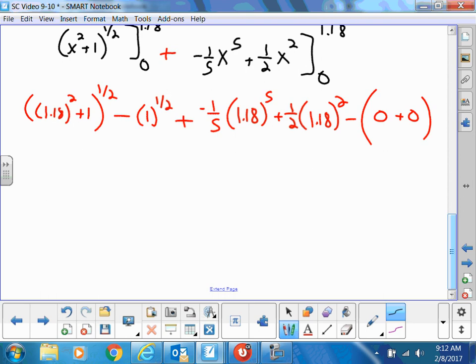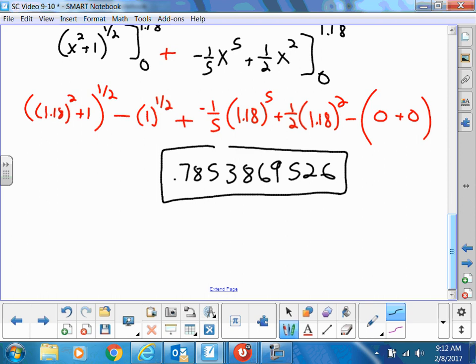And if we were to punch this all in, we would get 0.7853869526. And that would represent our approximate area between those two curves. Again, it's approximate because we use the calculator to find that intersection point of 1.18.